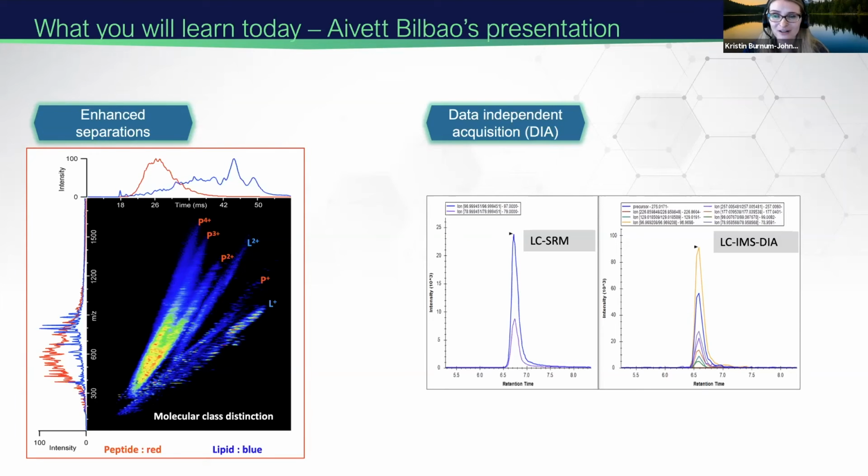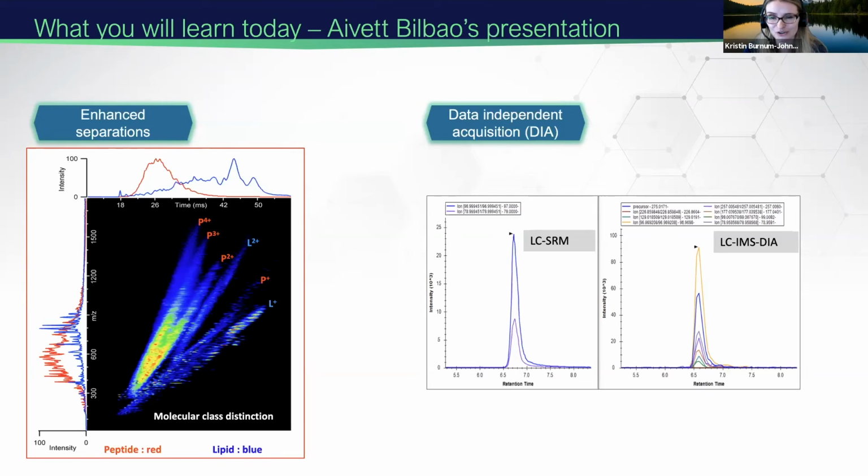Also, how the molecules behave, or where they fall on the trend lines, helps identify the molecule type. So, molecular class distinction. If you look at the picture there on the left, you can see the trend lines for the peptides at different charge states labeled in red, and trend lines for different lipids at different charge states labeled in blue. So we can look at specific types of molecules. Here we're just showing proteins and lipids nicely separate from each other.